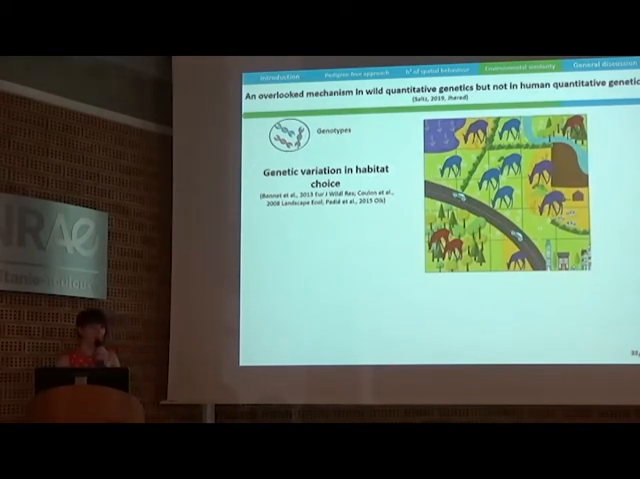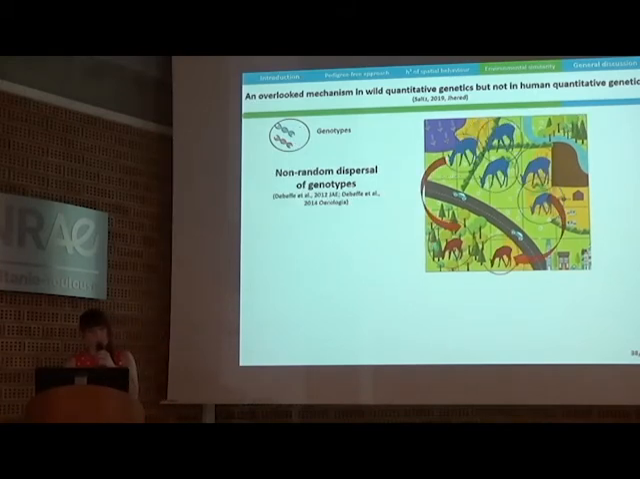This kind of question has been mainly studied in the human quantitative genetic literature. And there have been several hypotheses to explain genotype-environment correlation. One of the first hypotheses is, for example, genetic variation in habitat choice, the hypothesis that we've made. But there are many more hypotheses. For example, it could be due to non-random dispersal of genotypes. We know in our population that there is non-random dispersal, but we do not know how it's linked to genotypes. If only some genotypes disperse and go away, we are again going to find a correlation between environment and genotype.